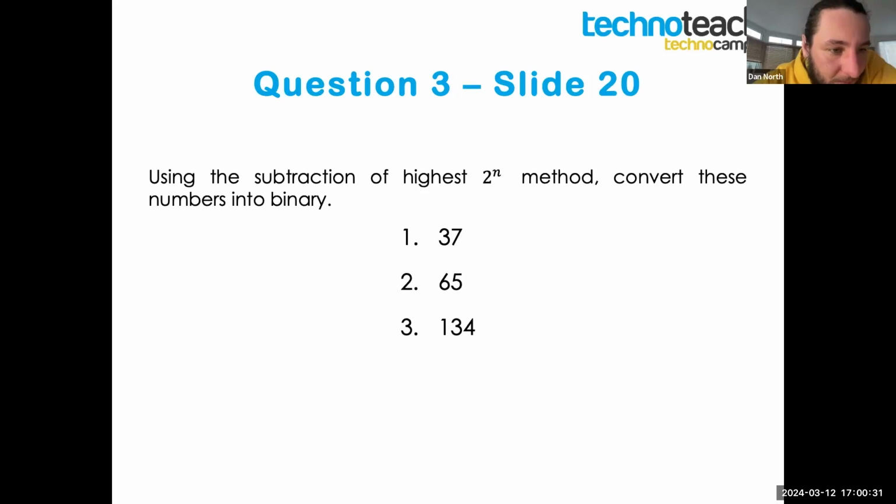134 is going to be 128 plus a 2 plus a 4. Yeah, fabulous. Well done. So yeah, I much prefer that method.